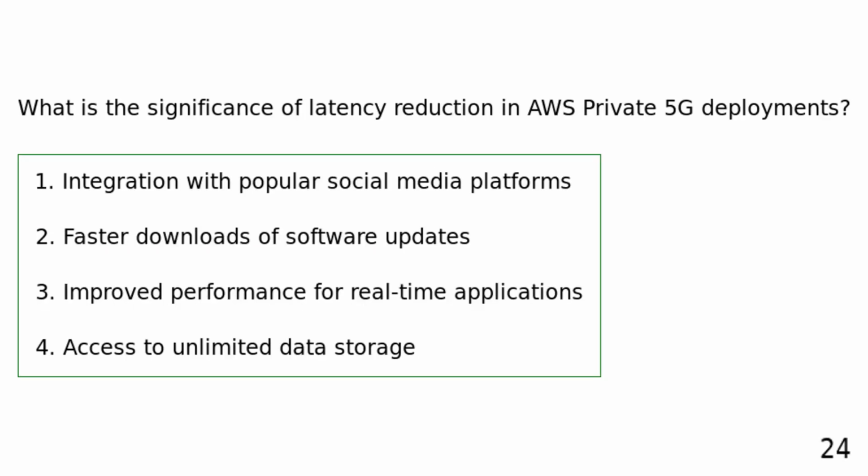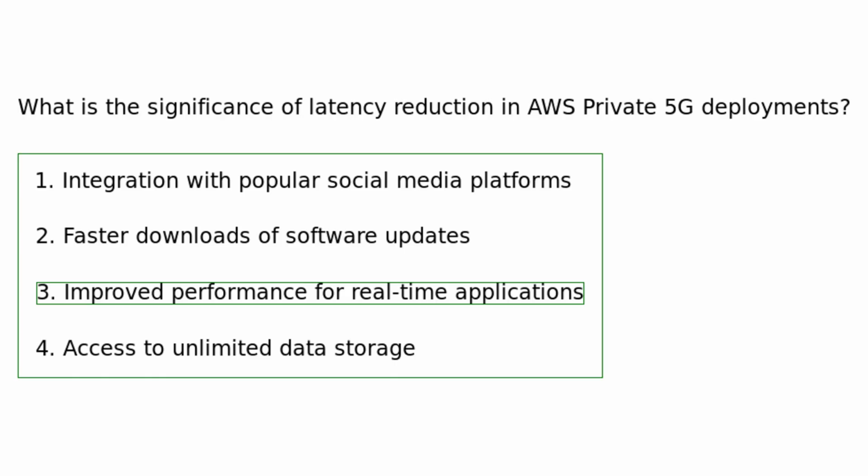What is the significance of latency reduction in AWS Private 5G deployments? Integration with popular social media platforms. Faster downloads of software updates. Improved performance for real-time applications. Access to unlimited data storage. Reducing latency in AWS Private 5G deployments improves performance for real-time applications, enhancing the overall user experience and efficiency.